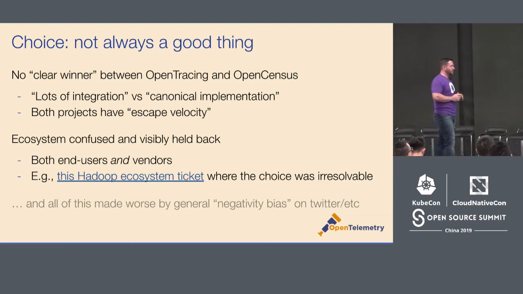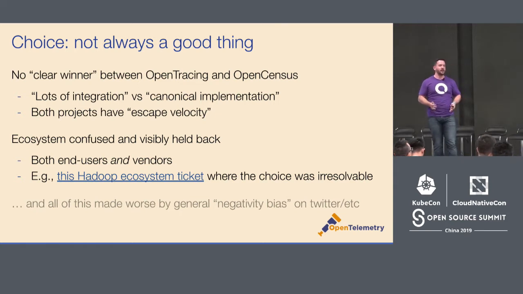This actually is very well represented in a Hadoop ticket. I have a link in the slides that you can go take a look at, where someone basically asked, do we use OpenTracing or do we use OpenCensus? And it's been open for a few years, and there's no answer. Not good, right? People don't want to have confusion. They want a single solution. Ideally, they take one dependency, and it just works.